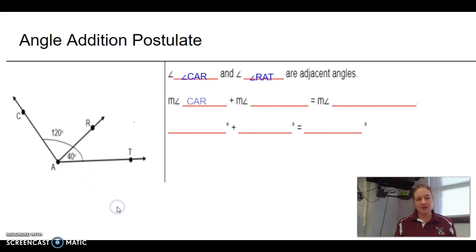So the measurement of angle CAR plus the measurement of angle RAT is equal to the measurement of the big angle, CAT. Little angle plus little angle equals big angle. So now I want you guys to go ahead and do this on Edpuzzle.